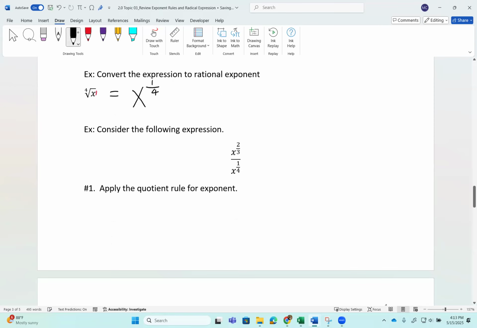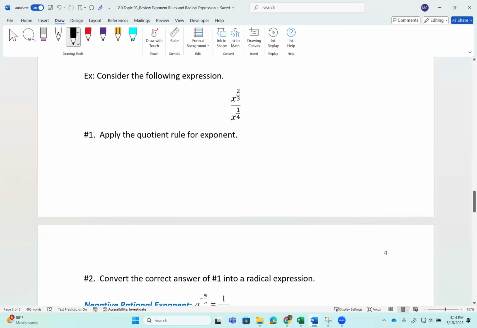All right, so here's a good example. Okay, this is a rational exponent written in a quotient rule form, right? Because I got x on top, x on the bottom, right? So I can actually subtract the exponent. So apply the quotient rule for exponent. So that means we're gonna subtract the exponent. So always the top exponent subtracts the bottom.